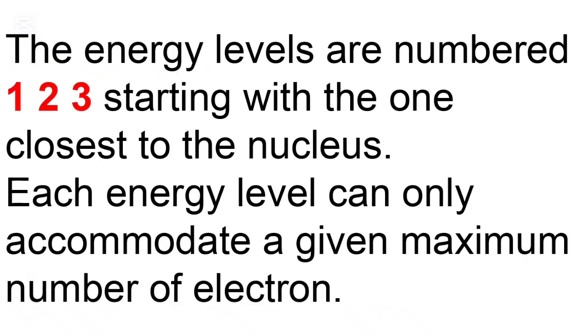The energy levels are numbered 1, 2, 3, starting with the one closest to the nucleus. Each energy level can only accommodate a given maximum number of electrons. So, we have the first energy level as the one closest to the nucleus. The next one is the second, the third, and so on. And each one of them can only accommodate a given number of electrons. Let us continue and see how many electrons are accommodated in these energy levels.